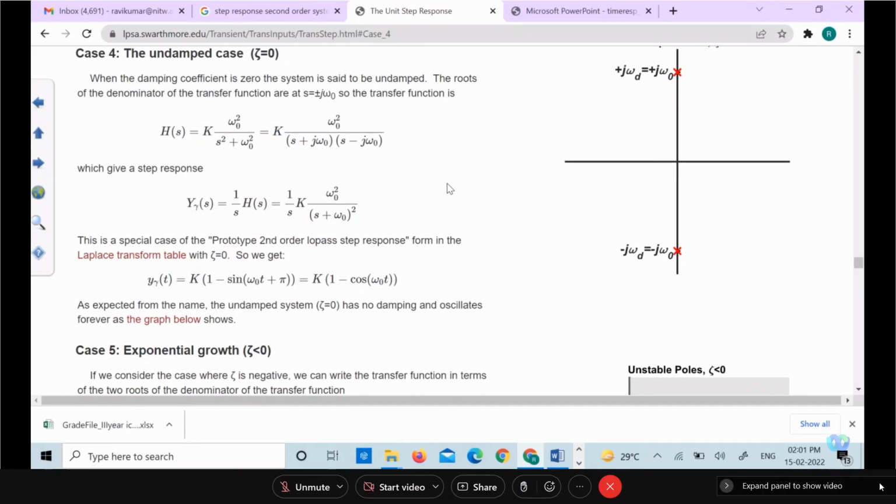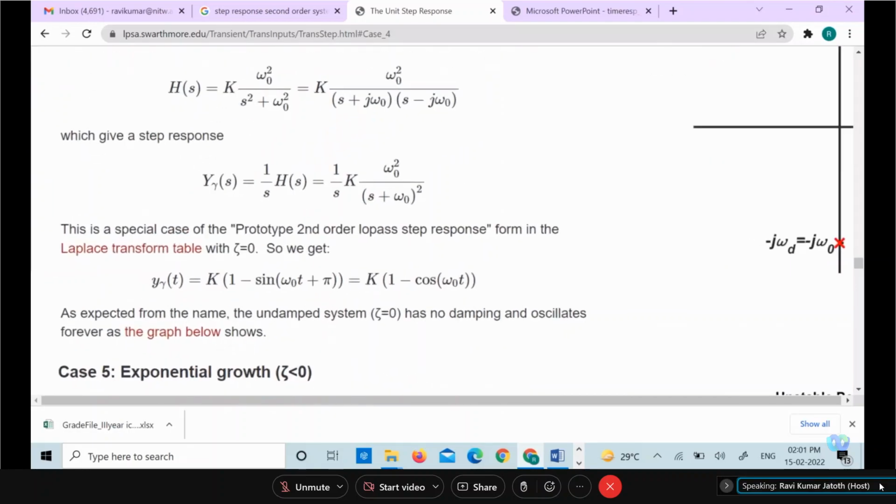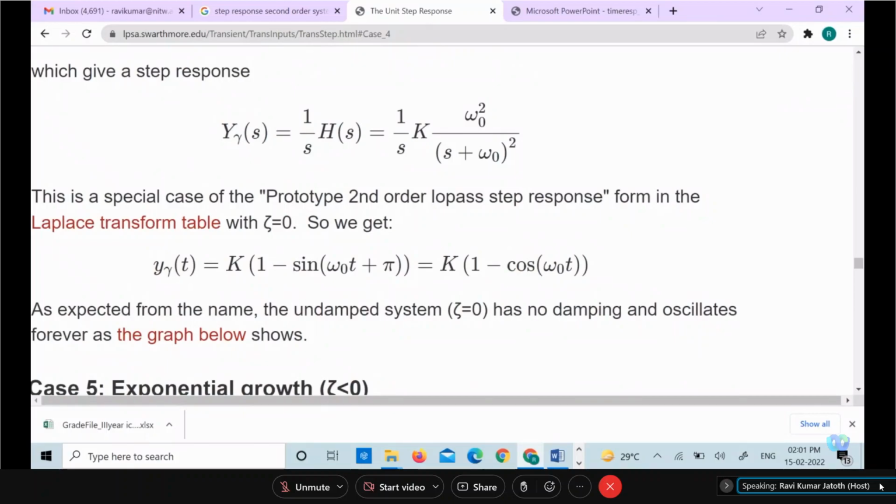What do you get? 1 minus cos omega t. Is this the response? Yes, sir. 1 minus cos omega t. Correct, no?